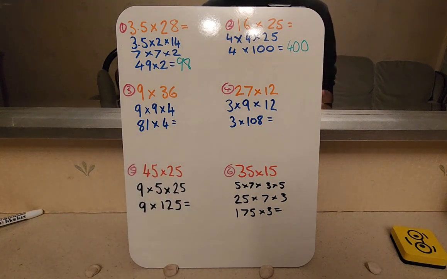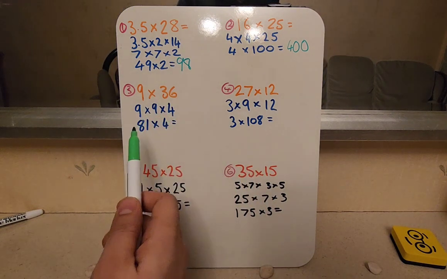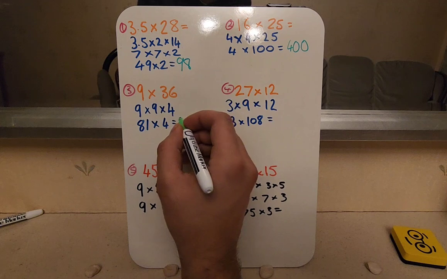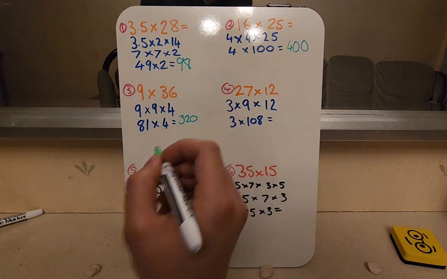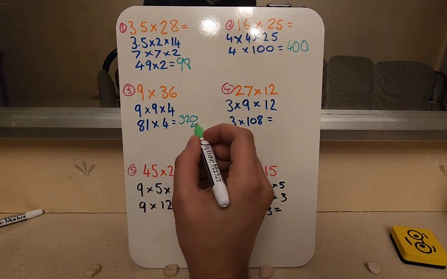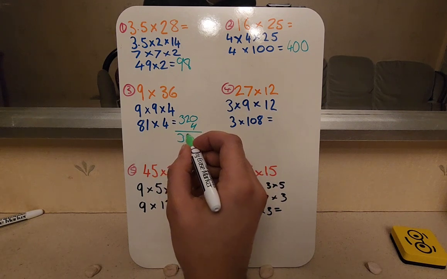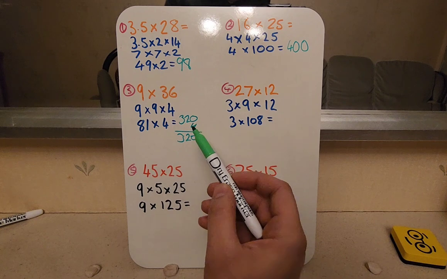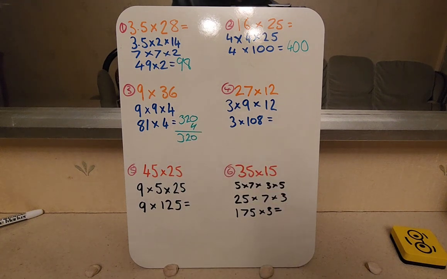81 times 4 is still hard. I understand, but unless you're using compensation, it's not going to be as hard as 9 times 36. Because 1 times anything is going to be that number. So this is essentially 80 times 4, which is 320, and 4. And really, you probably wouldn't need to do this in 2 steps. You could probably do this in your head.